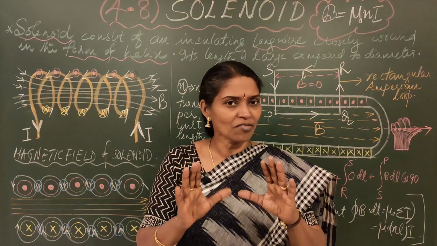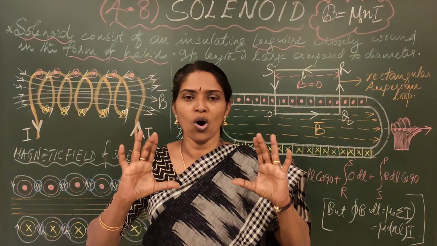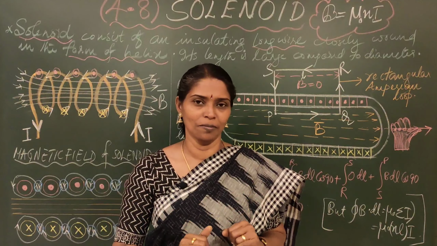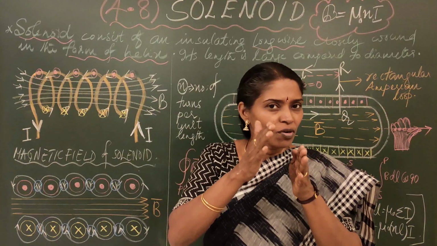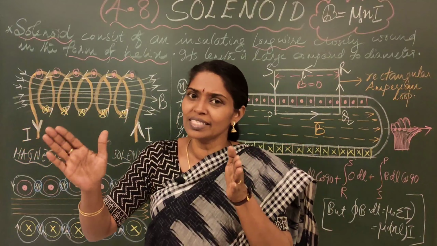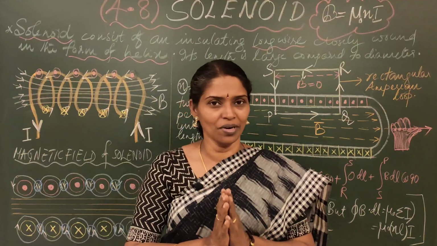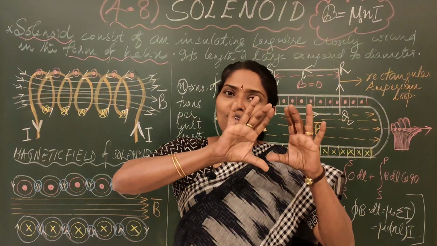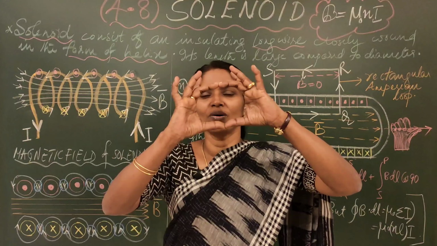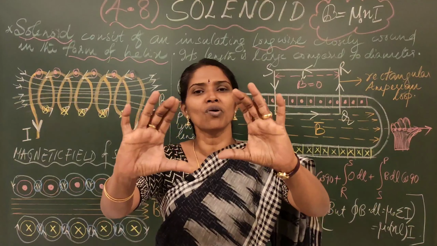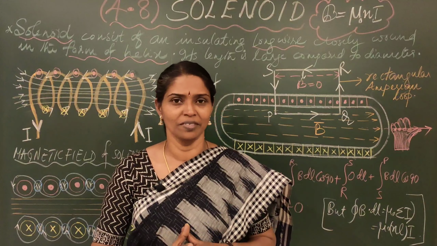So the magnetic field well inside the loop is a variable or non-uniform magnetic field. But if you take a number of the same loops and place them in the form of a helix or a spring, simply a spring, it will be a solenoid, and we can have a uniform magnetic field within the solenoid. Inside the solenoid, you can have a uniform magnetic field. That is why you use a solenoid.